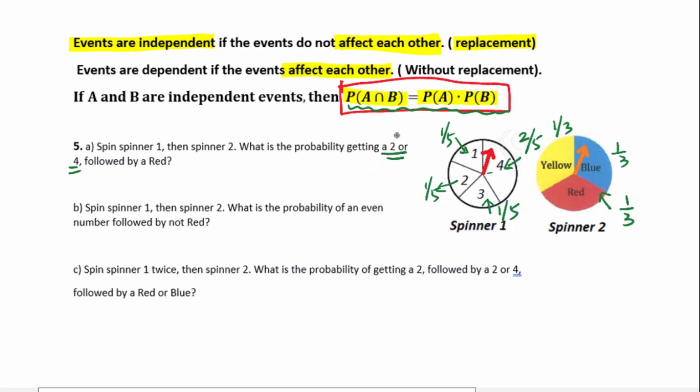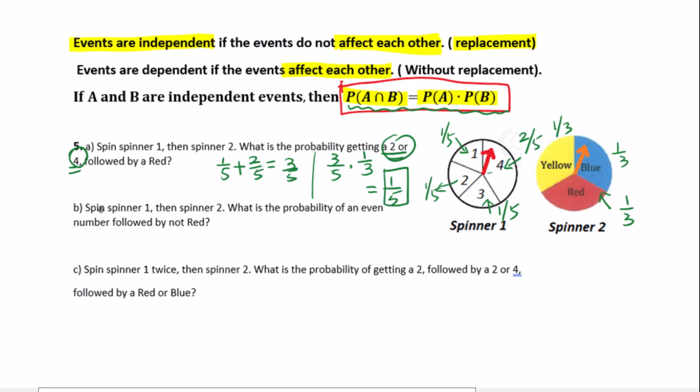Therefore, getting a 2 or 4 means 1 over 5 plus 2 over 5, that equals 3 over 5. Followed by a red, that is 1 over 3. So 3 over 5 times 1 over 3 is the solution. That equals 1 over 5.